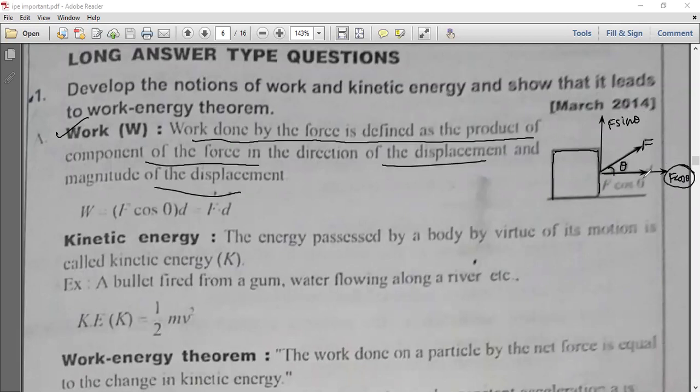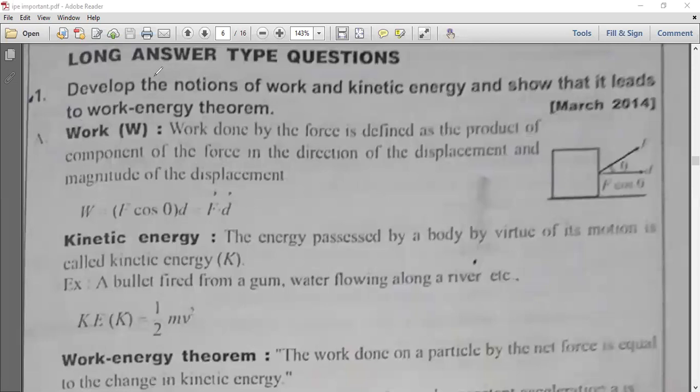Now this F cos theta component into the displacement is nothing but your work done. As these two are in the same direction, theta is equal to 0, and therefore cos 0 is equal to 1, and therefore W is equal to F into d. Here F cos theta and displacement are in the same direction, that's why theta is equal to 0, and you get F into d.